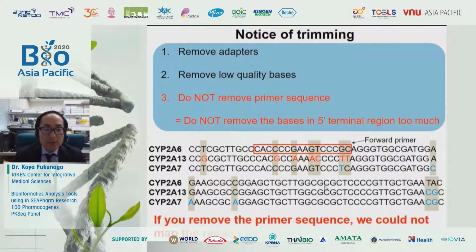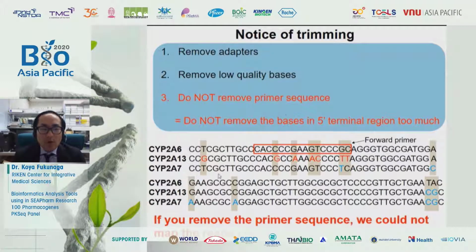We would like to show how to call the variants. I used the general bioinformatics analysis such as the GATK best practice. However, please be careful of the read trimming step. To remove the adapters and to remove low quality bases is a general flow. However, do not remove the primer sequences in the trimming step, because primer sequences include gene-specific bases.